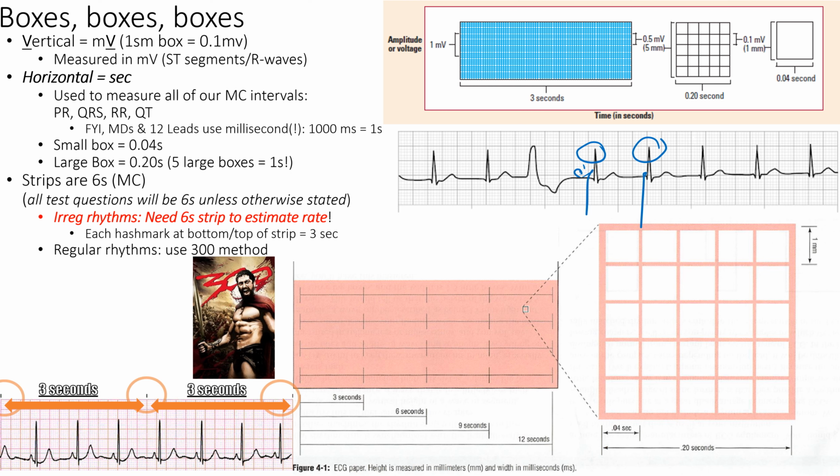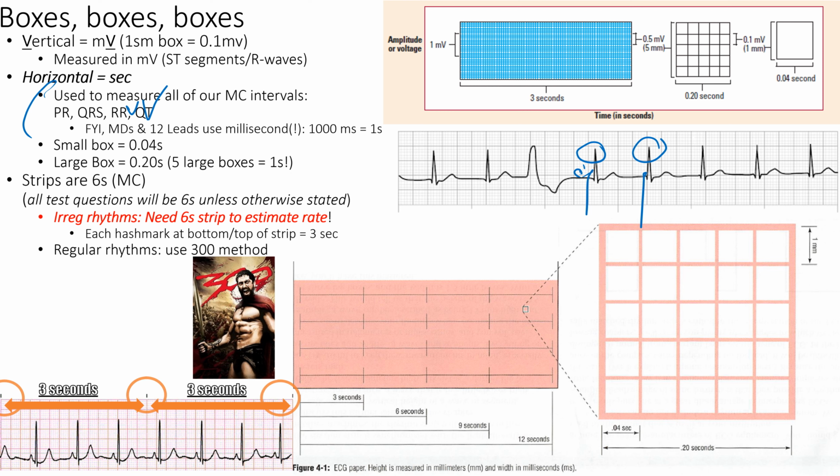And now you can figure out beats per minute by using dimensional analysis, right? If I know that R to R is this many seconds, you could figure out how many beats per minute. But there's an easier shortcut method that we'll talk about, okay? So PR, QRS, and R to R interval are important. QT interval is important, okay? And then we talk about the small box and large box sizes. Strips are most commonly 6 seconds. When we show you a strip, it's usually 6 seconds.